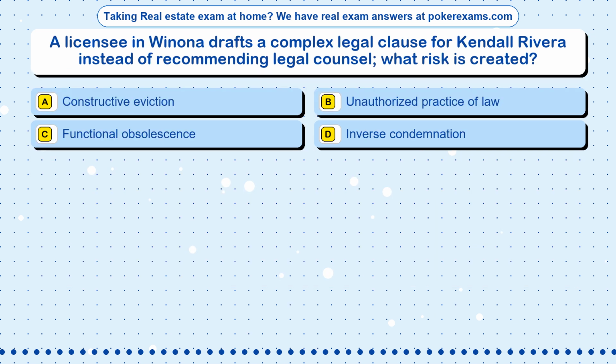Question 90. A licensee in Winona drafts a complex legal clause for Kendall Rivera instead of recommending legal counsel. What risk is created? Option A. Constructive eviction. Option B. Unauthorized practice of law. Option C. Functional obsolescence. Option D. Inverse condemnation.